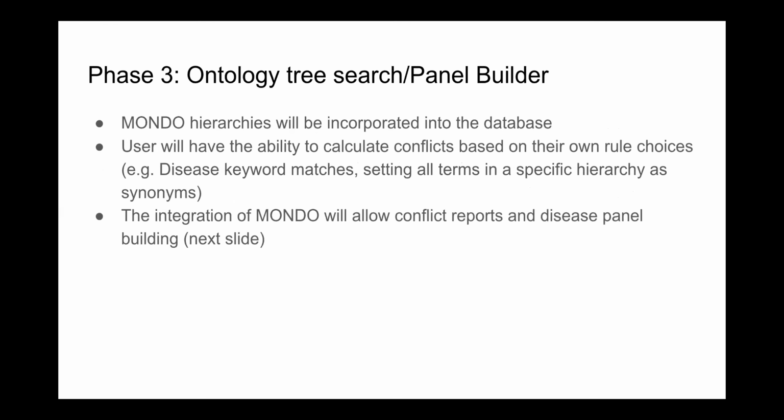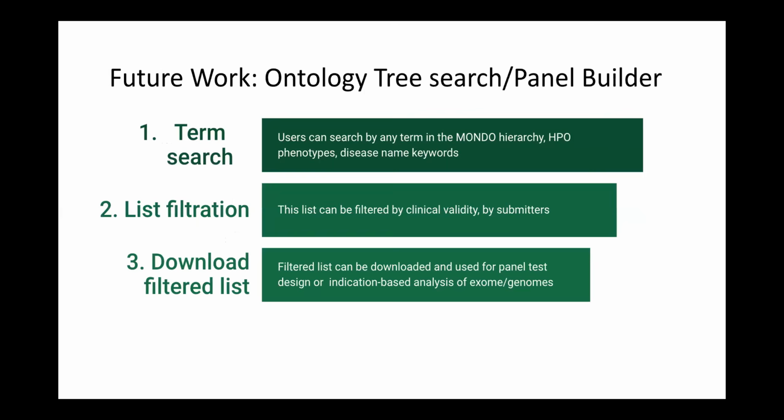And then phase 3, which is the most complicated, is an ontology tree search and a panel builder. So we're hoping eventually to incorporate the Monarch hierarchies within the database. And then the user will have the ability to calculate the conflicts based on their own rule choices. So disease keyword matches, setting all terms in a specific hierarchy as synonyms, just a lot more flexibility. And this will also have a login and the save function. And then hopefully the integration of Mondo will allow conflict reports and disease panel building.